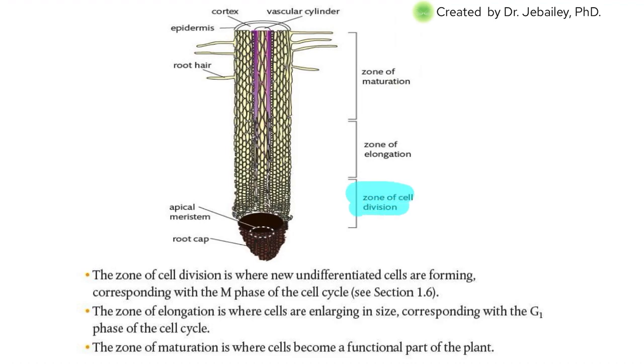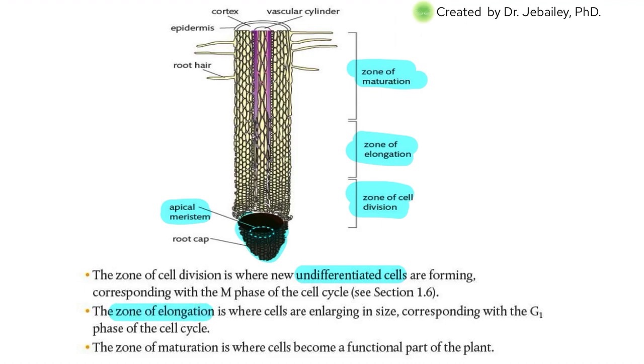We have the zone of division, the zone of elongation, and the zone of maturation. Here, the apical meristem is located at the root cap, which means this is where most of the stem cells are located. That's usually the place where you find the undifferentiated cells, just starting to make many of those stem cells.